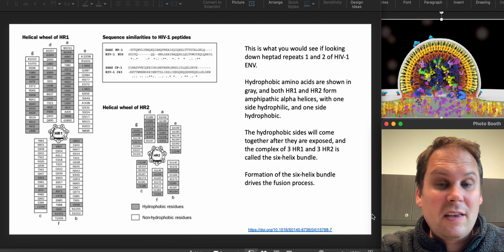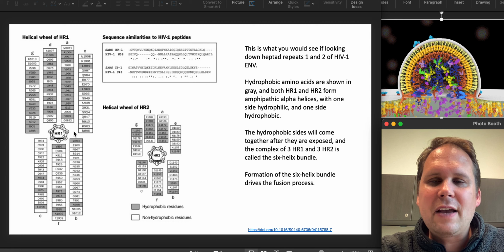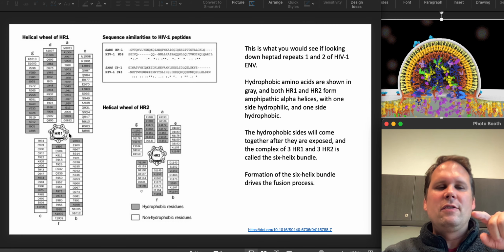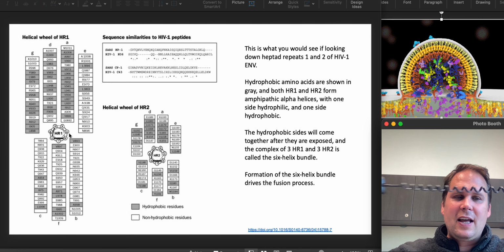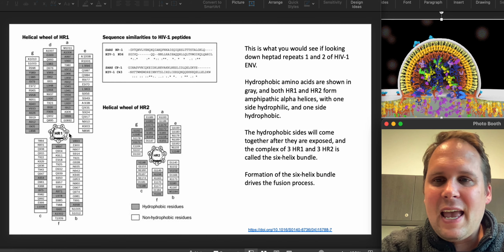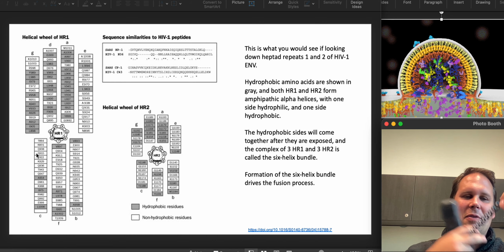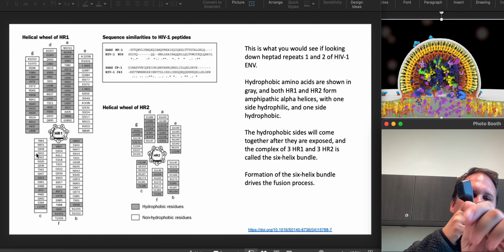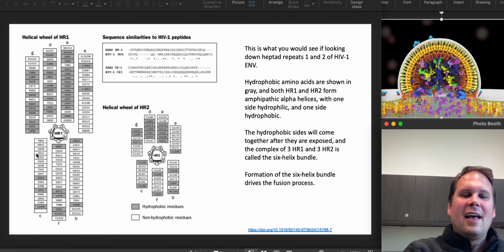Heptad repeats, because why not? So here, this is a sort of wheel diagram of the alpha helix. It's a long alpha helix. It actually looks like a telephone cord, like so, on my old-fashioned work phone. And so if you were to look down the cord, which is to say, let's see if we can do it this way. Oh, you can't see because my hand's in it. There you go, just like that.